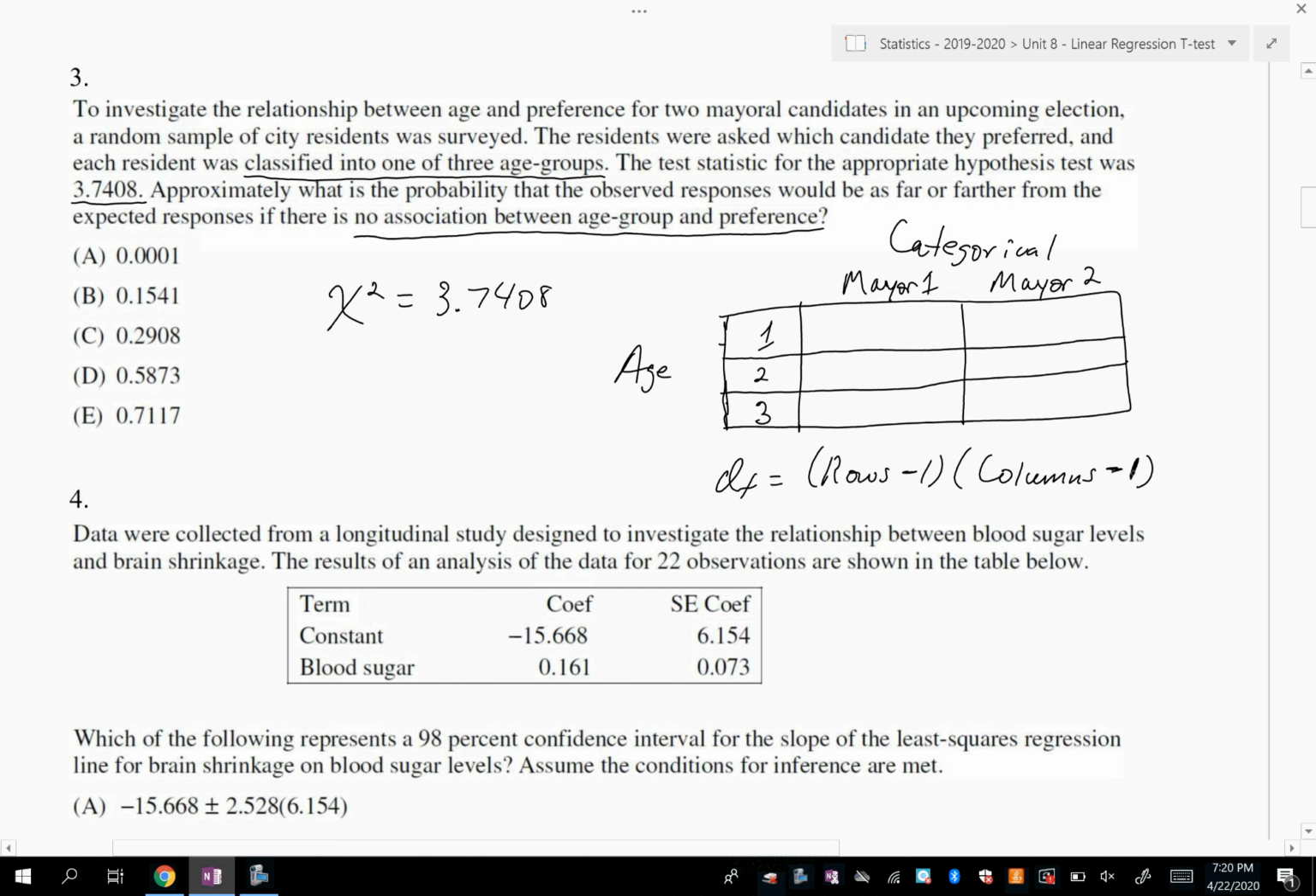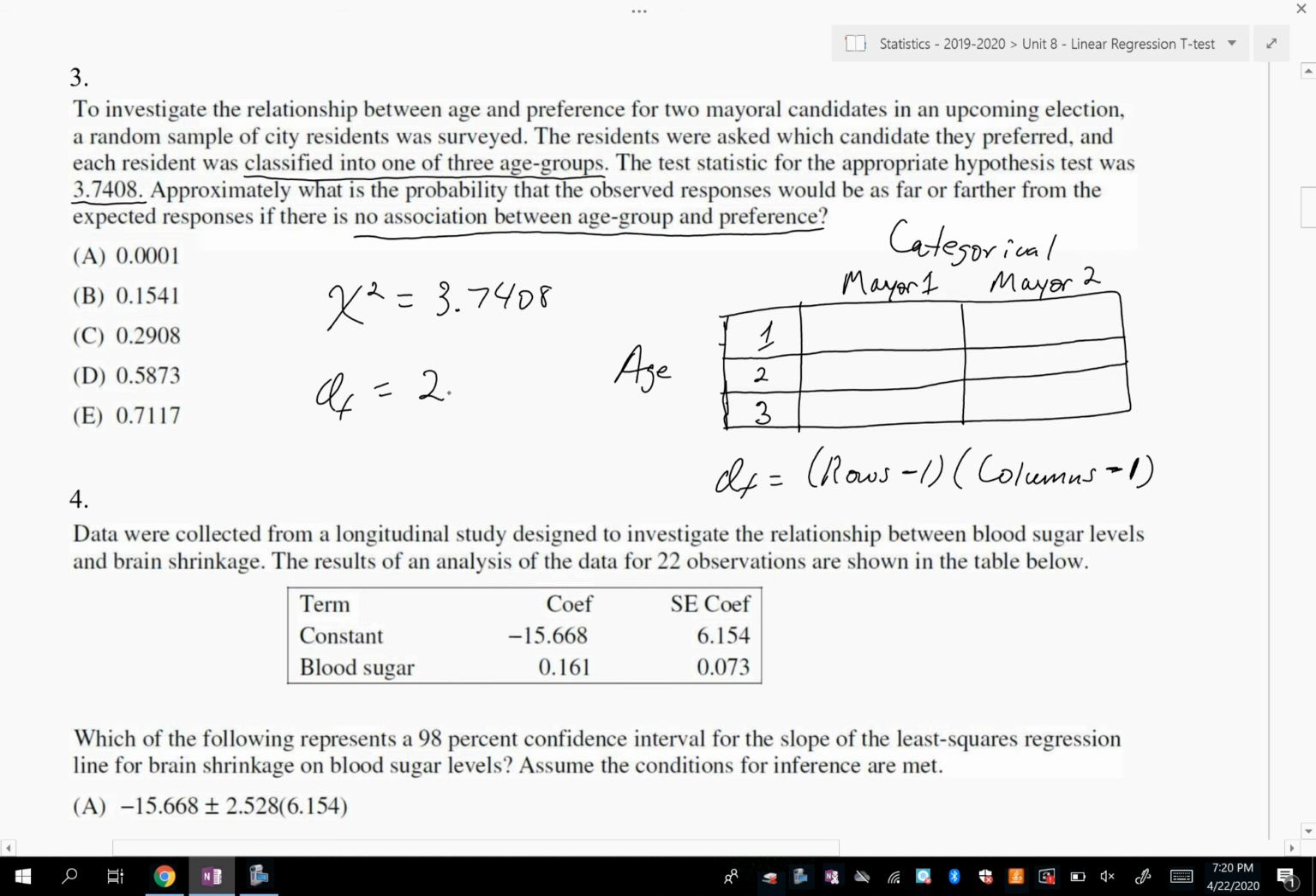It's multiplication, so commutative, it doesn't matter. What matters is we have 3 rows and 2 columns. So if you use that formula for degrees of freedom, 3 minus 1 is 2, 2 minus 1 is 1, 2 times 1 is 2. So 2 degrees of freedom.